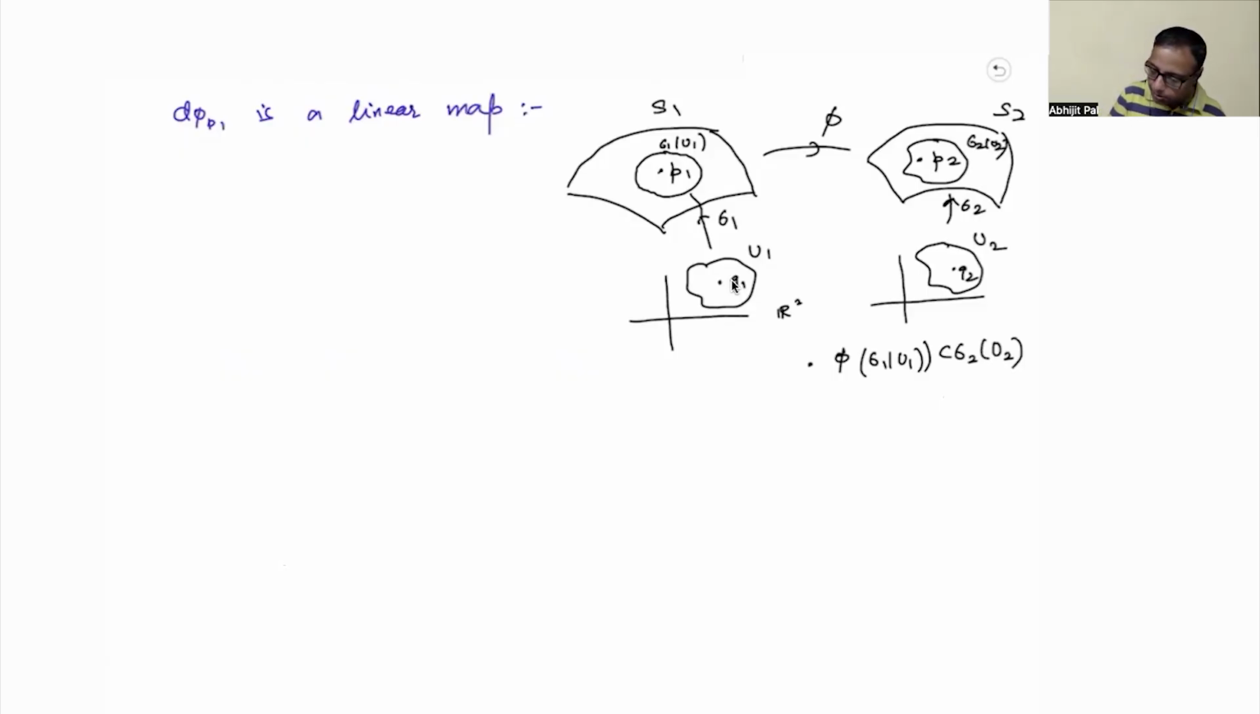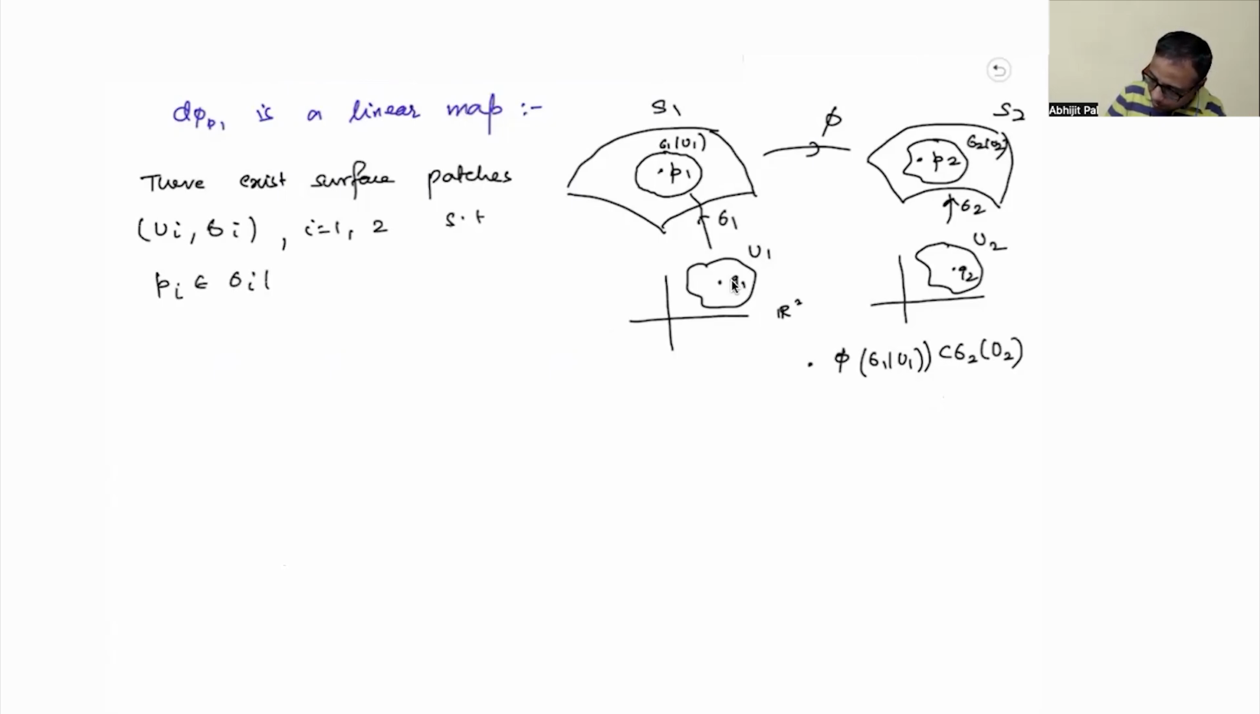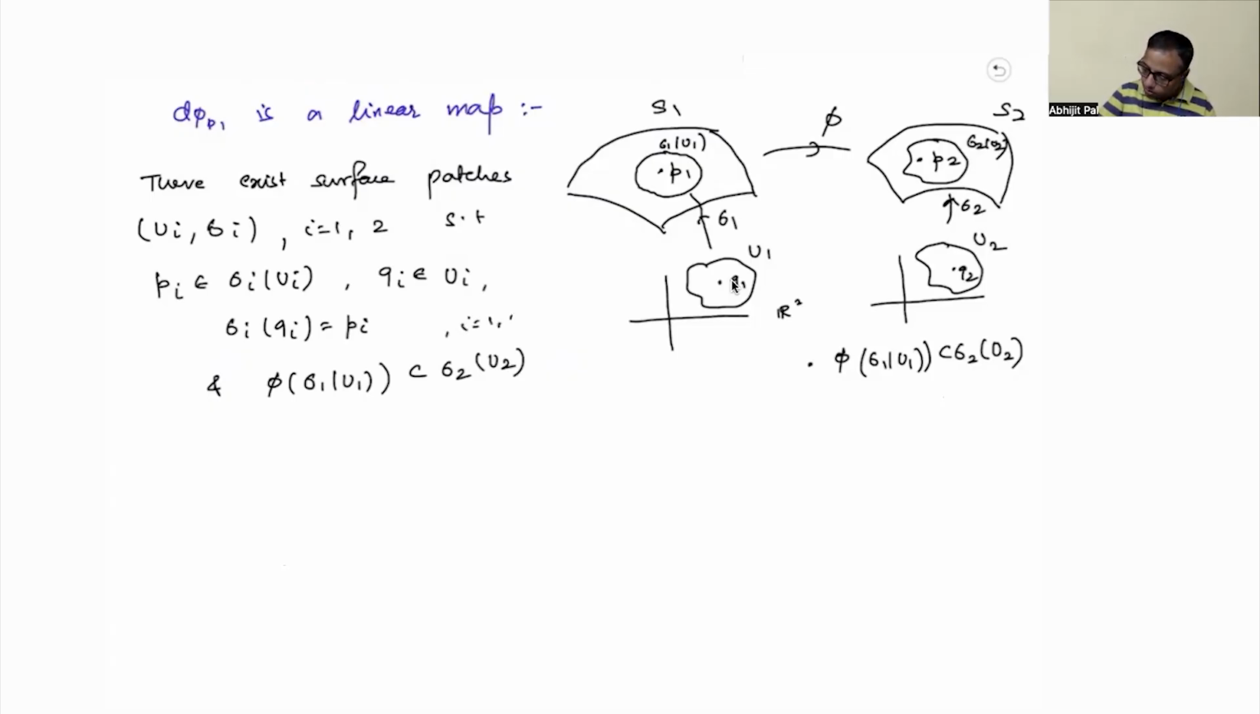Okay, so let me write down. So there exist surface patches Ui, sigma i such that Pi is contained in sigma i Ui, Qi is contained in Ui, sigma i of Qi is equal to Pi, and phi of sigma 1 U1 is contained in sigma 2 U2. Okay, so here i is equal to 1 to 2.